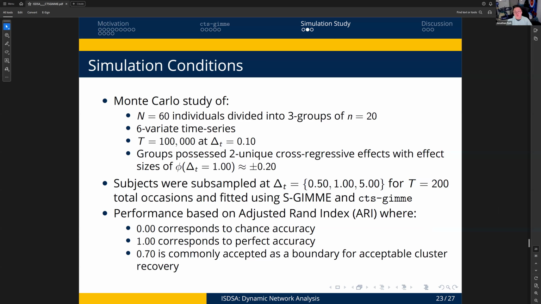And our performance is just based off of cluster accuracy, right? So I know that there are 3 groups. I know the group membership. And so now I just need to evaluate how well does continuous time sgimme perform? How well does sgimme perform, the discrete time version? In this case, the adjusted rand index is our metric, and it ranges from 0 to 1. 0 corresponds to chance accuracy. So 0 can still be not bad, but we need to be higher than 0. 1 corresponds to perfect accuracy, and 0.7 corresponds to an acceptable bound for accuracy.